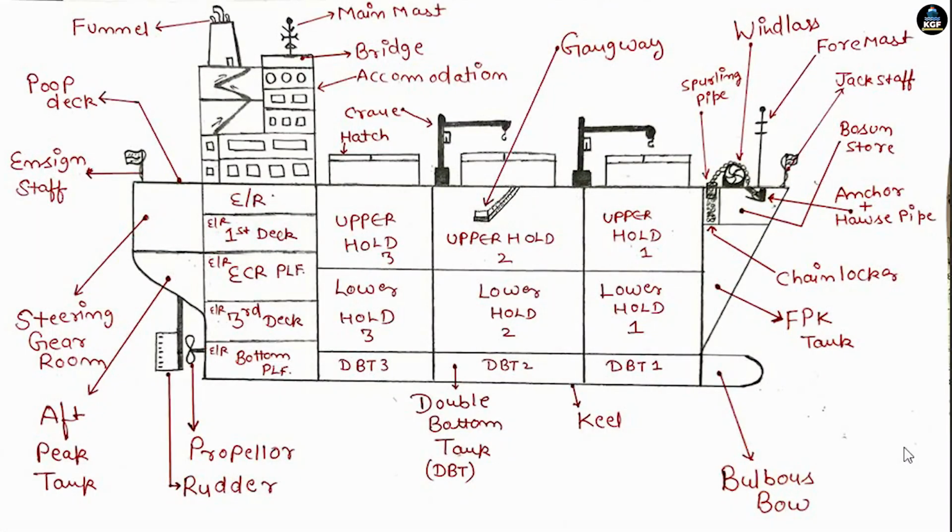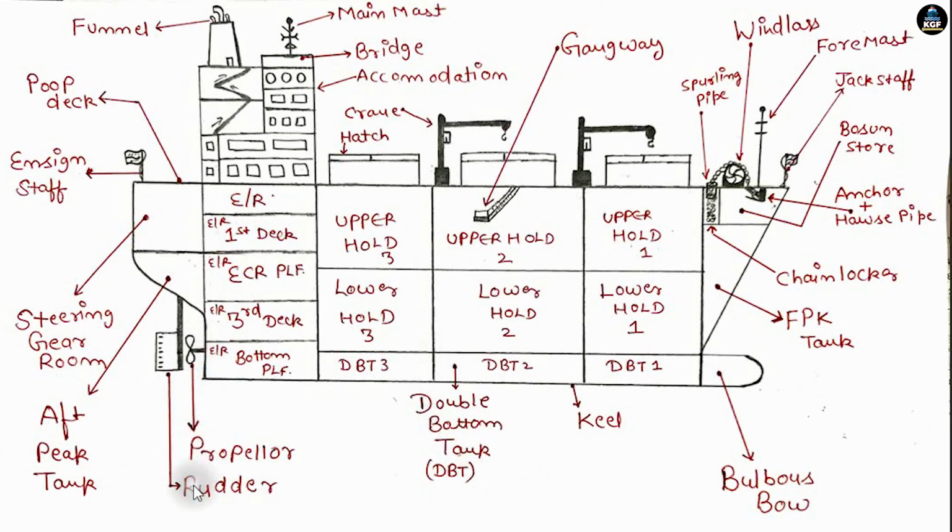So let's start. Guys, let's start with the simple diagram of a ship showing the principal parts and some important parts. Starting from the forward, we will see the bulbous bow, double bottom tank 1, double bottom tank 2 and double bottom tank 3. These three are the double bottom tanks which we will use for the storage of ballast.